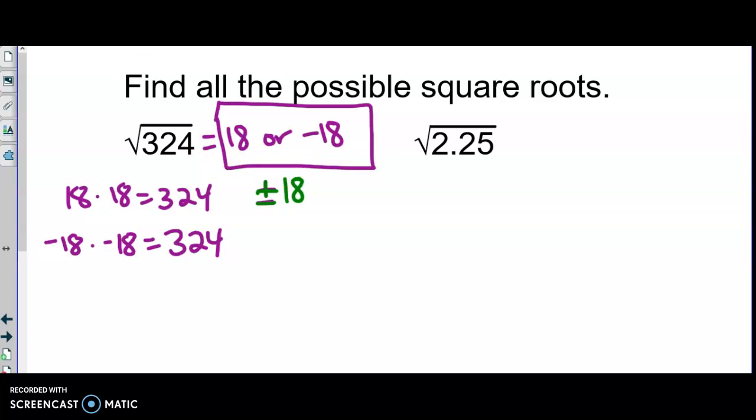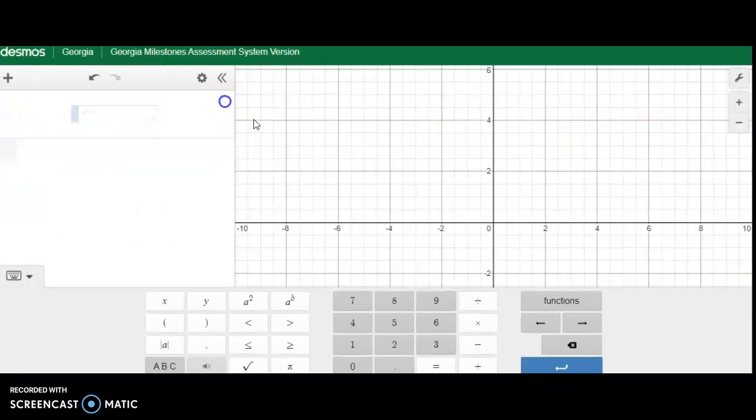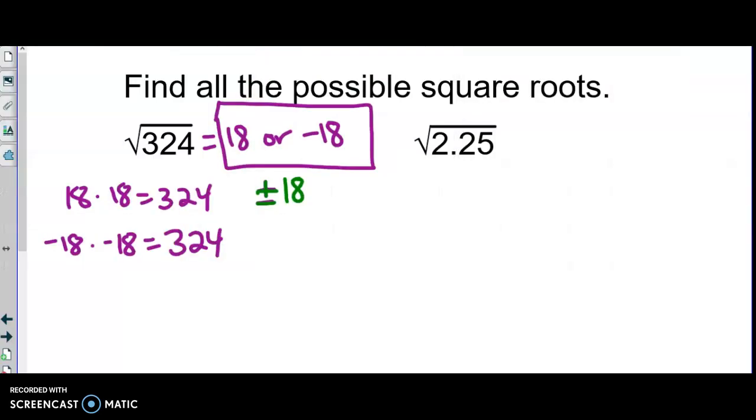All right, so now let's look at the square root of 2.25. So square root 2.25, that equals 1.5. But just remember, if you get a positive, it also has to equal the negative. So this equals positive 1.5 or negative 1.5. And another way that you could write that is plus or minus 1.5.